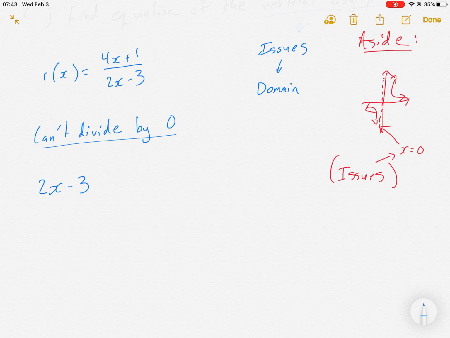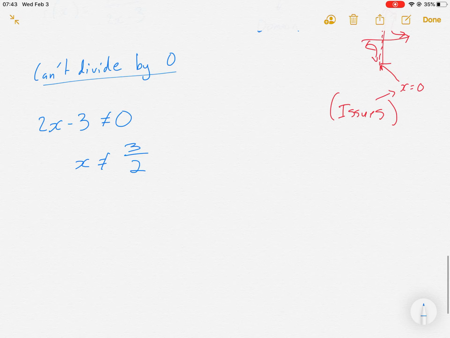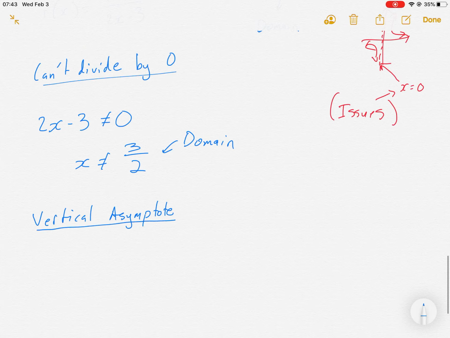So let's go ahead and take 2x minus 3. We don't want this to equal 0. So solving for x, we get that x cannot be 3 over 2. And so we've actually just found the domain, but the question was asking for the vertical asymptote. So the vertical asymptote is that equation. Instead of as an inequality, we would just write x equals 3 over 2.